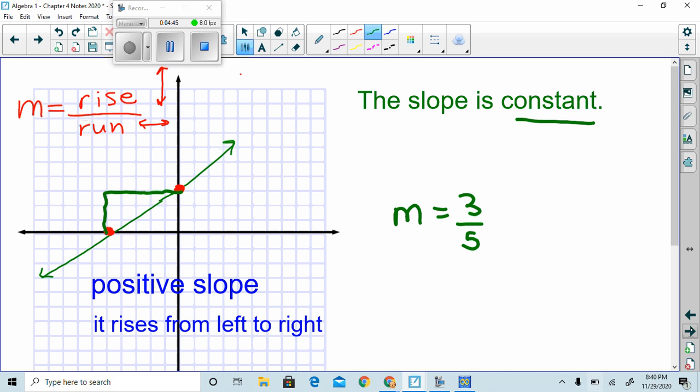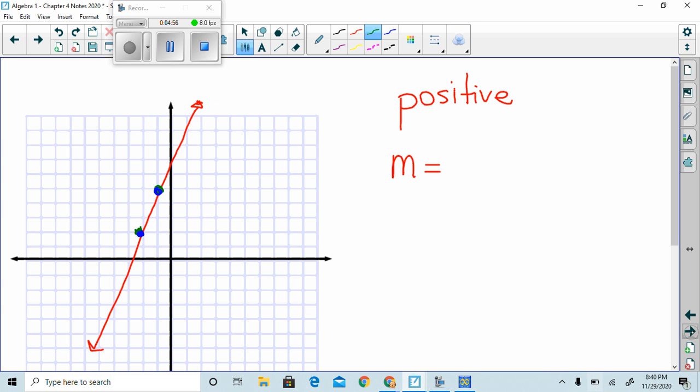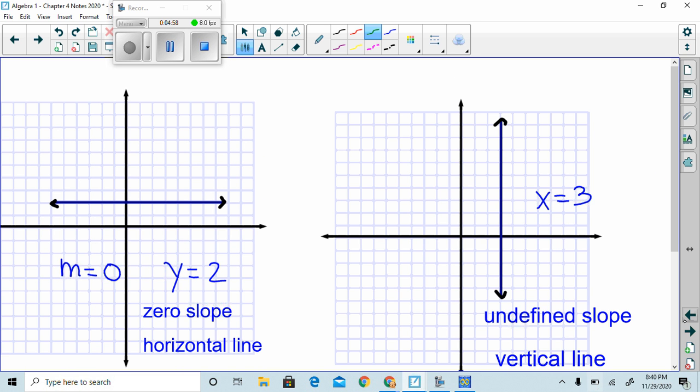And we can do some others in our session today. So I'll leave a few more for us to try. But now I want to get to using our slope formula. Actually, before we do, I forgot I had the two special types to share with you.